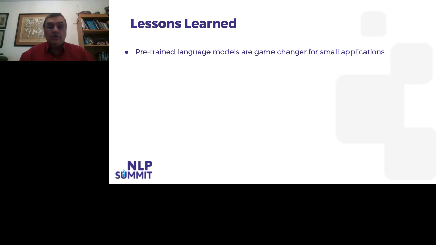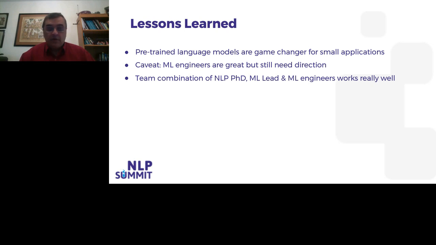What worked for us was these excellent machine learning engineers from Nepal. They know the frameworks inside and out. They're great, but they still need direction from someone who has more experience. So by direction, I mean deciding perhaps where to put emphasis, what pitfalls to avoid, and things like that. Just even things that occur, representational choices that occur before even the framework comes into the picture. So this type of combination of having an NLP PhD plus a machine learning lead and a bunch of engineers works really well.